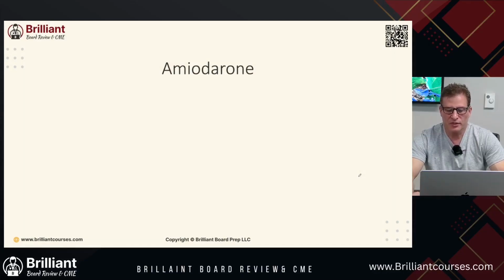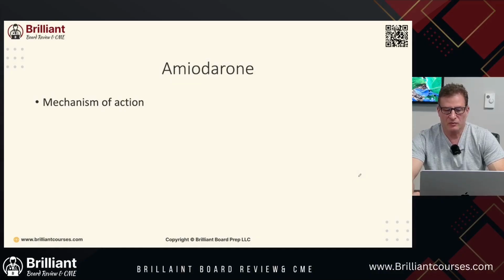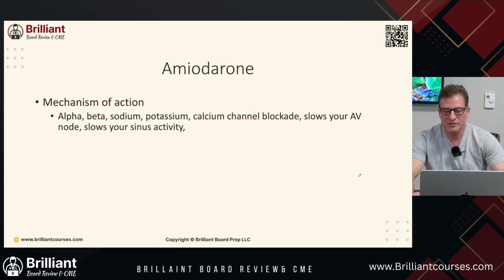Amiodarone, this is one of, we'll say, the chief antiarrhythmics used in the US. One of the top ones. Well, that's a lie, because beta blockers are going to be number one. But for antiarrhythmics, amiodarone is going to be number one. Mechanism of action: it works on alpha, beta, sodium, potassium, and calcium channels, slows down your AV node, and slows your sinus activity.